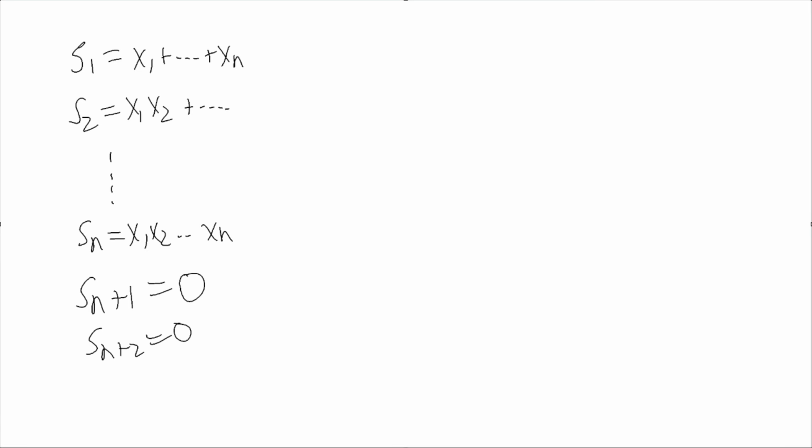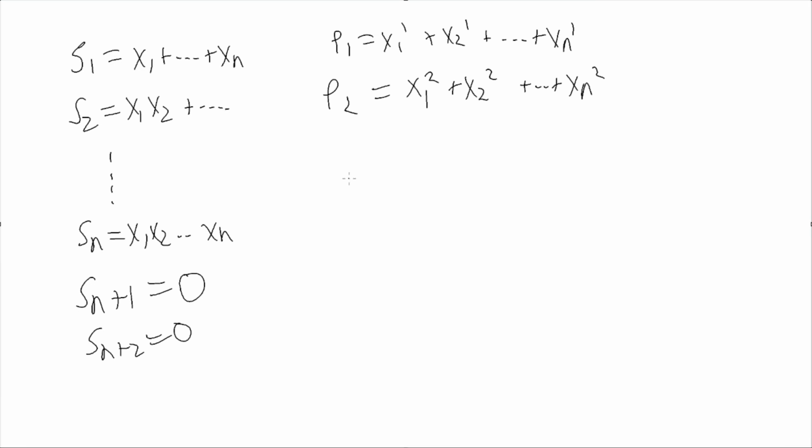Then suppose that we instead define p1 is equal to x1 to the 1 plus x2 to the 1 and so on up to xn to the 1. P2 is equal to x1 squared plus x2 squared plus all the way to plus xn squared. Then Pn is equal to x1 to the n plus x2 to the n plus so on and so forth plus xn to the n. So we just have the sum of the kth powers of these roots. Then how do we compute the Pi in terms of the Si?